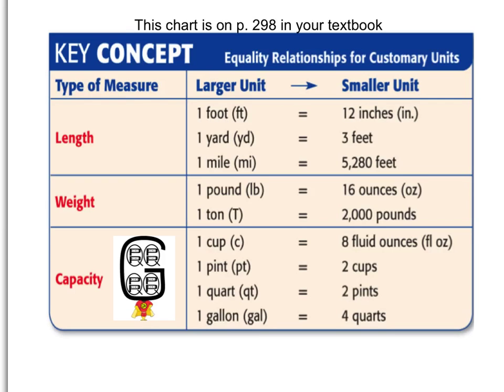Here's a chart. This chart gives you all of the little hints that you need to convert. It's found on page 298 in your textbook. Make sure to take a note of that and maybe put a post-it note right in that page so that you can always find those conversion tables.